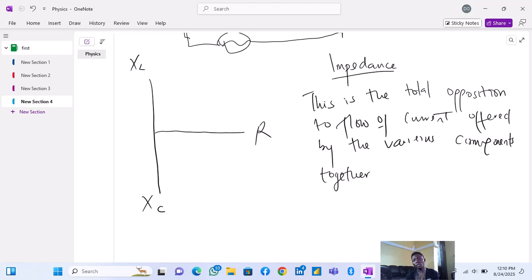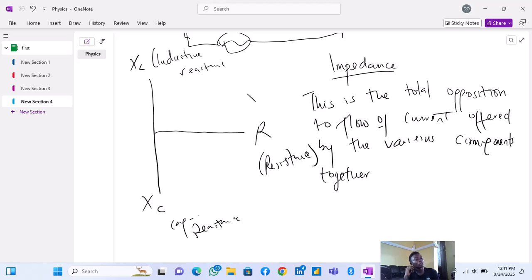For a resistor, obviously the opposition to flow of current is called resistance, isn't it? While that of an inductor is called inductive reactance, and that of a capacitor is called capacitive reactance. So now, in an AC circuit, let's say you have a capacitor and a resistor together, and they both have opposition to flow of current.